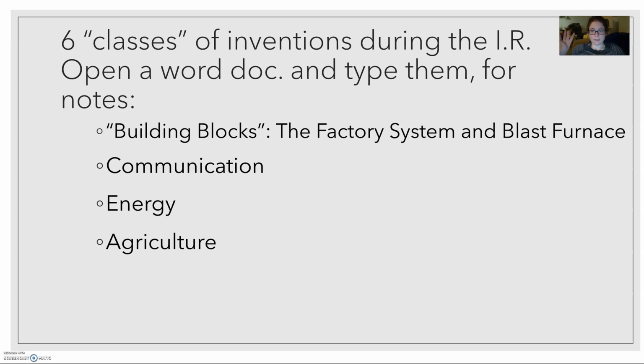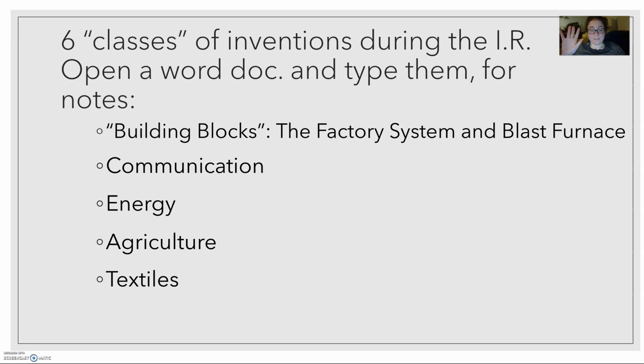Fourth class, agriculture. Agriculture itself seems like it's been the same since the beginning of time. That is not true at all. In particular, during the Industrial Revolution, there were a whole bunch of inventions that made agriculture much easier, that made it so that fewer people could create more food. So our fourth class of inventions we're going to look at is related to agriculture. There's our first four.